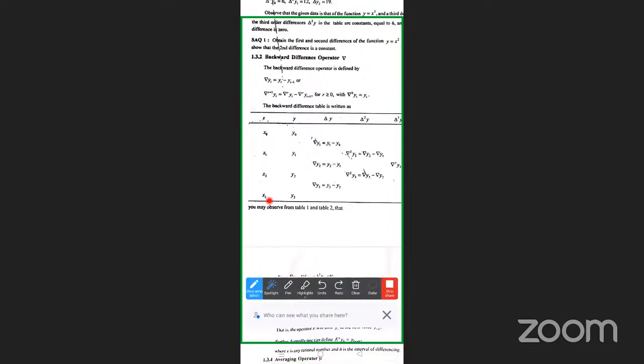So the table is the same: x0, x1, x2, x3, y0, y1, y2, y3, then delta y, delta square y, delta cube y. The difference between two, delta y1, is y1 minus y0. So the table is totally the same. But in the forward difference operator, we are fixing y0. In the backward difference operator, we are fixing y3. So y3 is fixed here, then nabla y3, nabla y2, nabla y1.